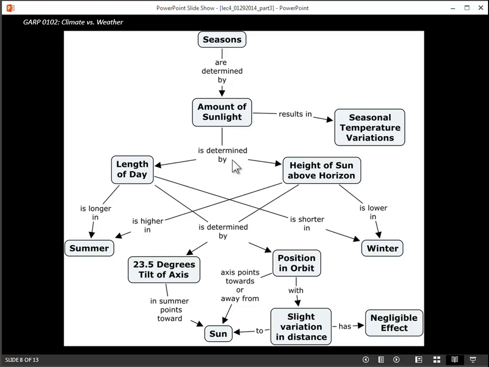Now, let's take the other side here. Amount of sunlight is determined by height of sun above the horizon. That's that sun angle story. That sun angle is higher in the summer and is lower in the winter. Okay. Right? Ultimately, the height of the sun is determined by, we follow this, the tilt of the rotation axis. In the summer, northern hemisphere points towards the sun. Right?